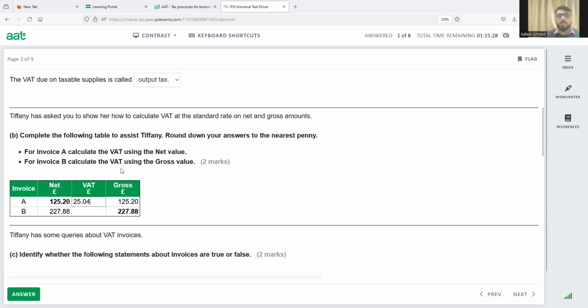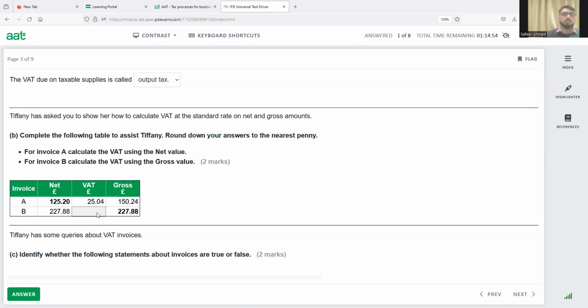For invoice B, calculate the VAT using the gross value. Now remember, from the gross value on a standard rated supply. So remember, these are standard rated supplies. Please be mindful that if they ask you about reduced rated supplies, your calculations will be in line with the reduced rate, which is 5%, of course. But in this case, it will be 20% because it's based on the standard rate. So in other words, these are standard rated supplies.